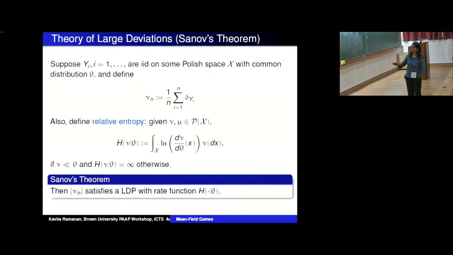Then you say Sanov's theorem says that if you have these i.i.d., then this nu n satisfies a large deviation principle with this rate function, which is the relative entropy. Okay, so this is a very classical theorem that we all know.